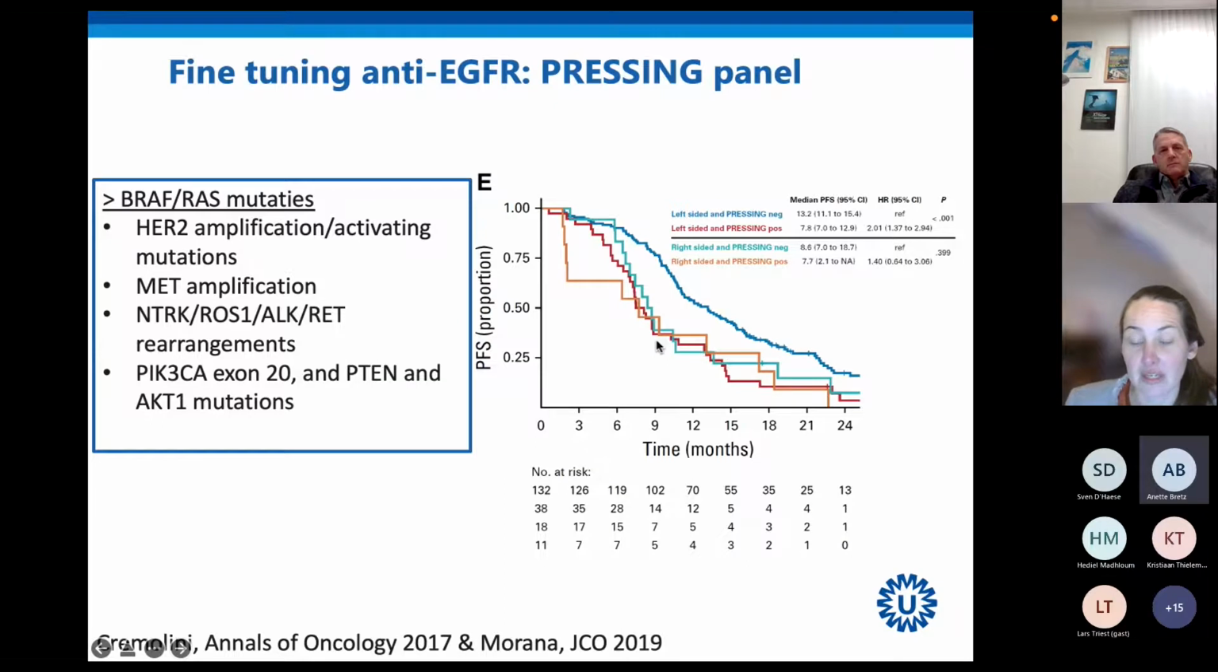So you can extend your molecular profiling for EGFR inhibition to estimate the benefit. And this is especially important when you want to add it to standard chemotherapy, for example, and you need to decide, am I going to add bevacizumab, or am I going to add cetuximab or panitumumab maybe in first line? Then this can help you in making that decision, because the benefit of EGFR inhibition is much more if next to RAS and BRAF and left-sidedness, also the pressing panel is negative.